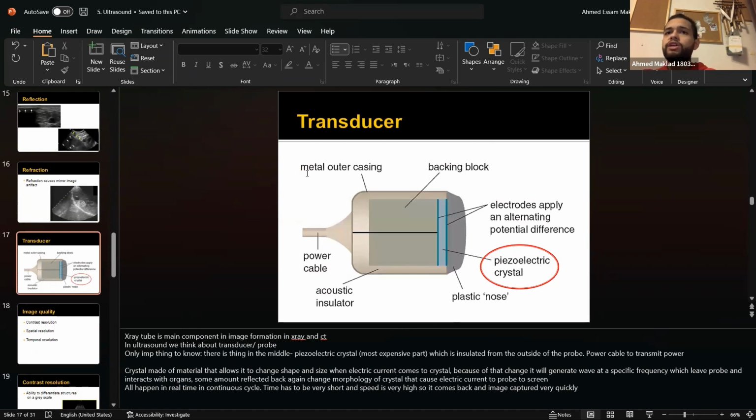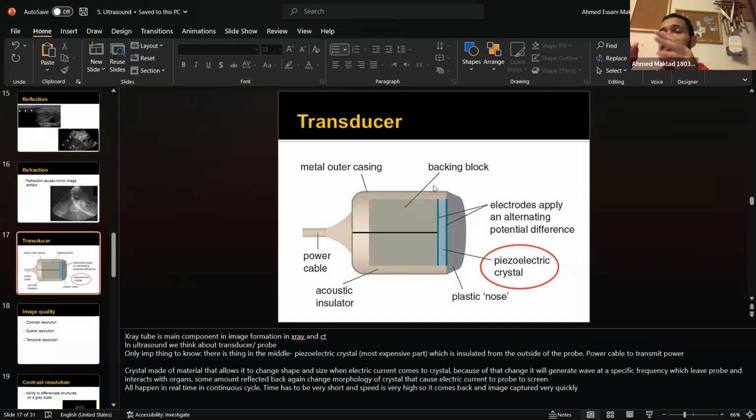Now, this is the transducer of an ultrasound, or the handle of an ultrasound. The most important part of it is the piezoelectric crystal, this crystal right here. One of the characteristics of this crystal is that when you give it electricity, it vibrates. And how are sound waves created? Sound waves are created by vibration. So when you vibrate, you get sound waves. That's how ultrasound works. When you give a current or electricity to this piezoelectric crystal, it starts vibrating really quickly, which gives you ultrasounds or sound waves.